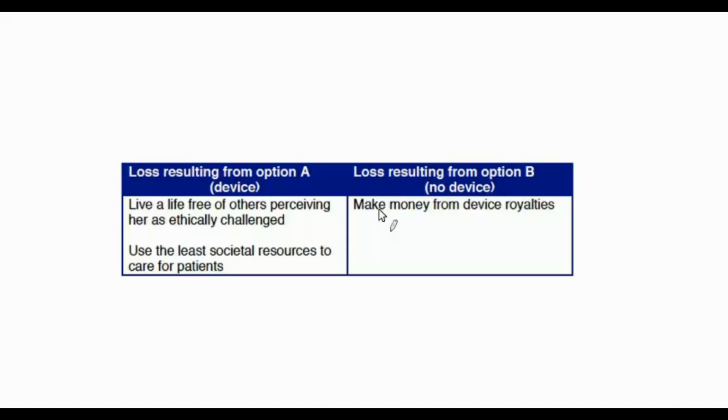On the other hand, if Dr. Novel chooses option B, then Dr. Novel loses making money from the device royalties, because that was stated in the hypothetical, that this physician, Dr. Novel, receives royalties based on the success of this device. So either way, Dr. Novel loses something, loses different things by choosing option A or option B.